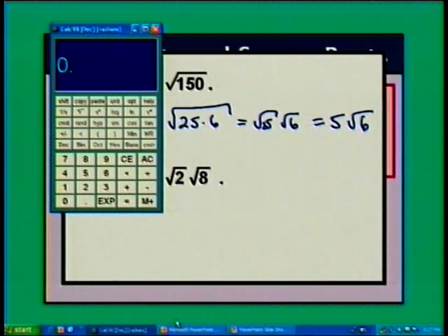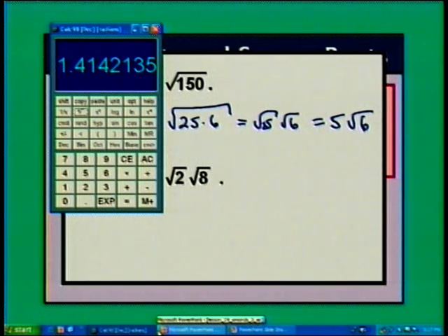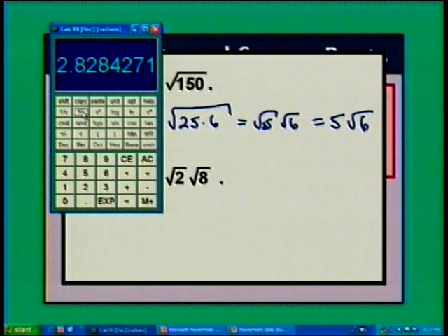And remember that in decimal form, irrational numbers' decimals never terminate, nor do they ever form a forever repeating pattern. Consequently, anything we get off of our calculator for these two numbers is going to be an approximation. The square root of 2 is approximately 1.4142135. And the square root of 8 is approximately 2.8284271.